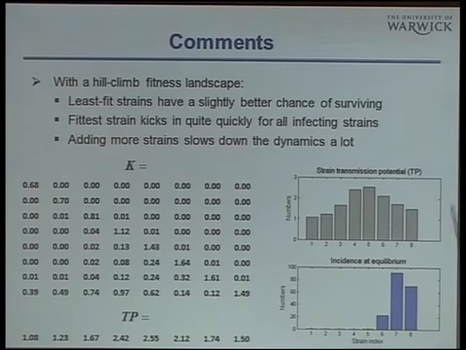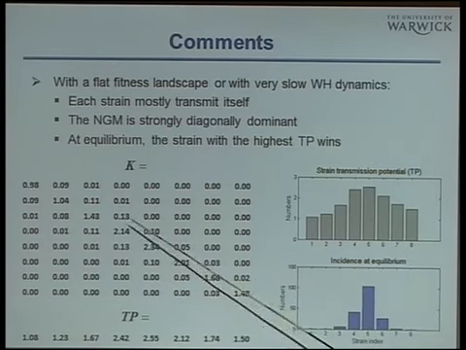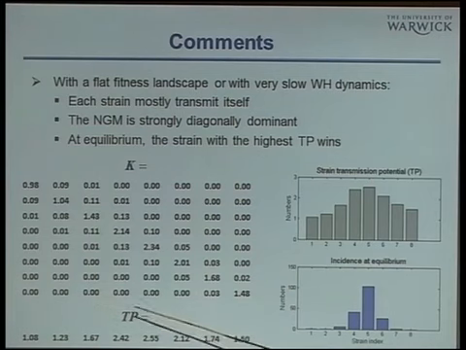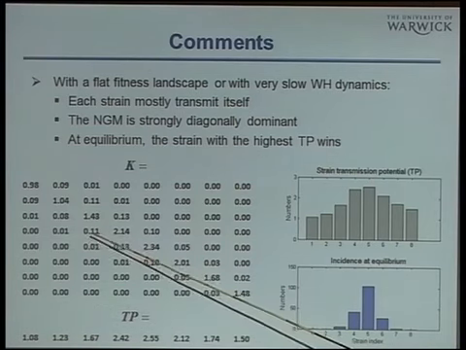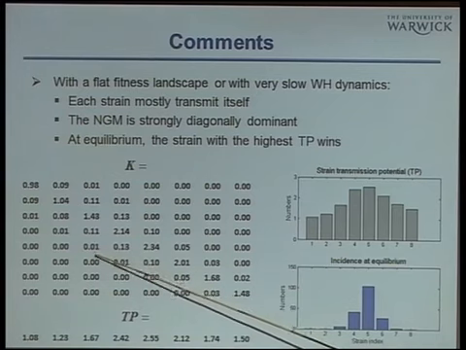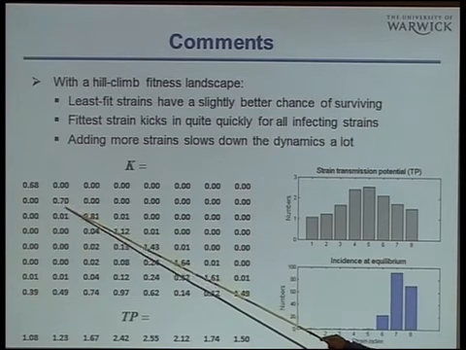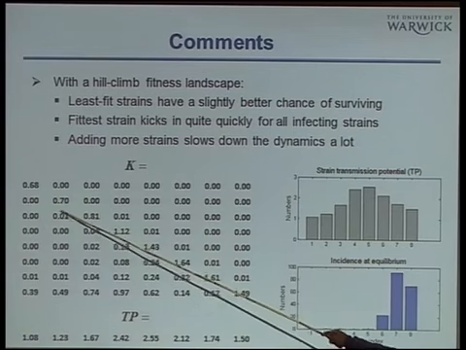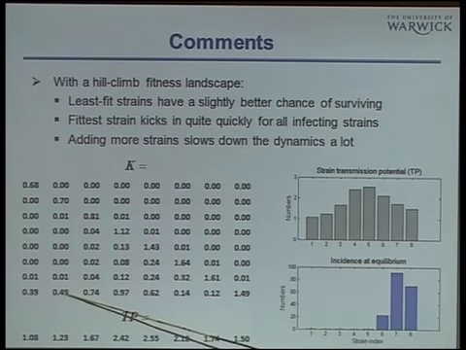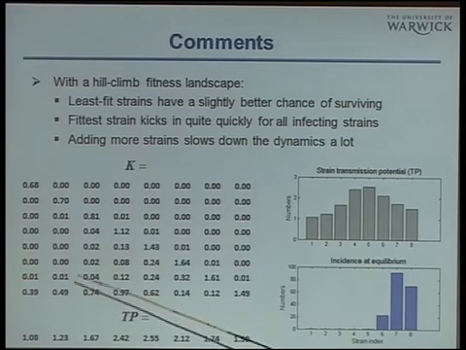Okay. So with a hill climb fitness landscape, compared to before, the transmission potentials remain identical. You just redistribute the number of cases a type generates among the other types. So instead of infecting 1.4 individuals of type 2, it now infects only 0.7 individuals of type 2, because part of its infectivity goes into infecting individuals of type 8, because type 8 has taken over during the life of the individual in the within host dynamics. Can you see?